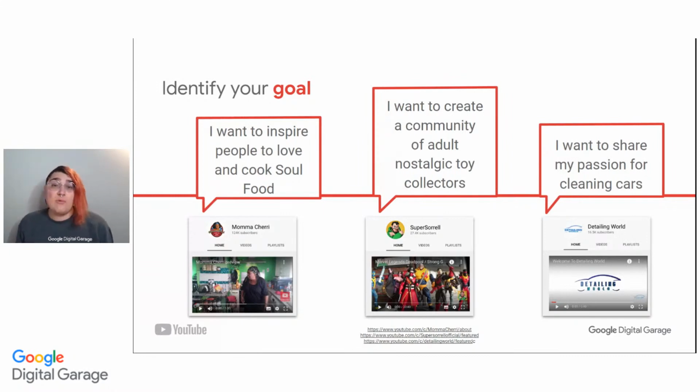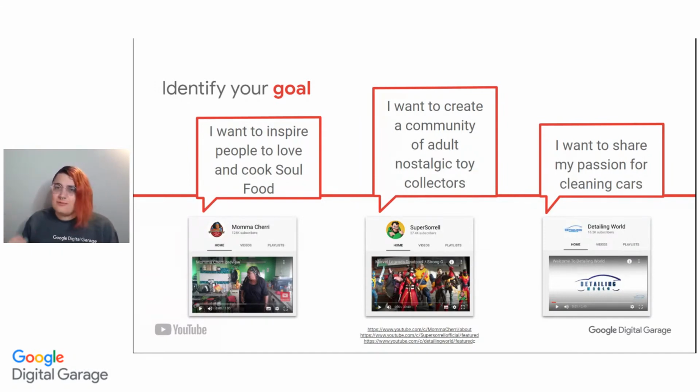Super Sorrel there: I want to create a community of adult nostalgic toy collectors. Again, it's not just I want to make videos about nostalgic toys. It's I want to create a community of collectors. Again, that's what's going to set him apart from other creators making content about the same subject. And then Detailing World: I want to share my passion for cleaning cars. Don't just want to give you tips, don't just want to give you information, want to make you feel passionate about it, just like they are.